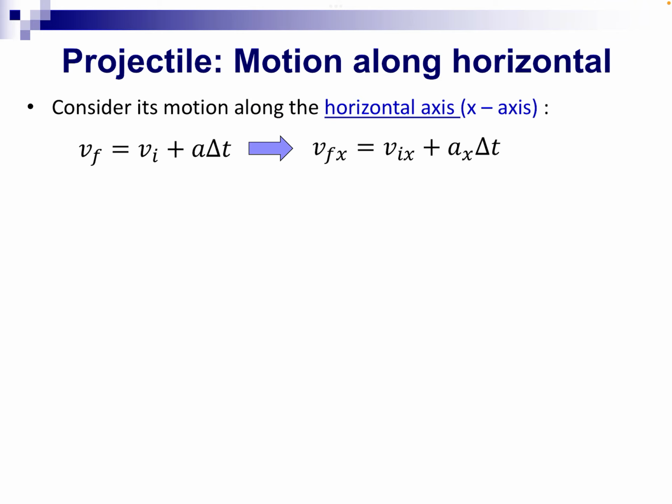Right. So if we look at the motion along the horizontal, the kinematic equation for the final velocity can be simplified. We put the subscripts x to remind ourselves that we are looking only at the horizontal component of projectile motion. The horizontal component will have a constant velocity all the time, and therefore the acceleration is equal to 0. We can then see that the horizontal component of the velocity will be the same regardless of where the object is.